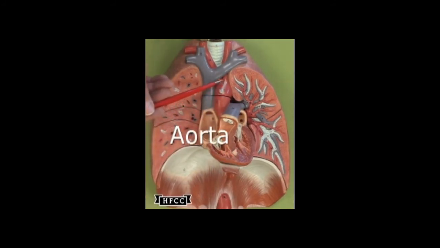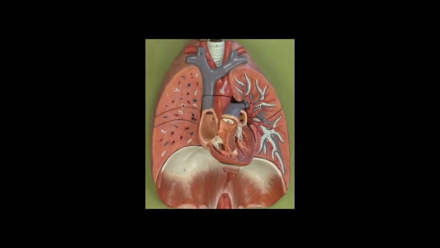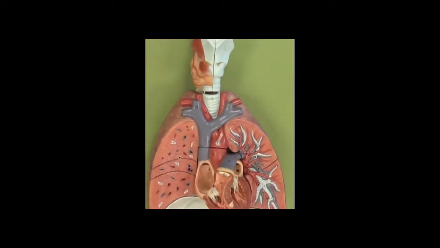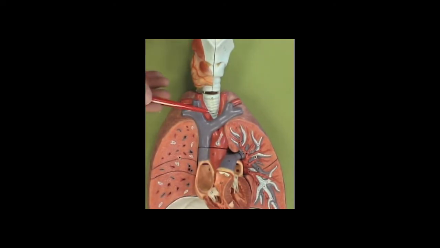And then it bifurcates to the right brachiocephalic artery, once called the innominate artery, a term still used in some textbooks and by some physicians. And then it continues to bifurcate into the right subclavian artery, and the other one here would be the left common carotid artery, or the second branch of the aorta. The brachiocephalic artery was the first branch. The third branch of the aorta is that one there that's barely seen, the subclavian artery.